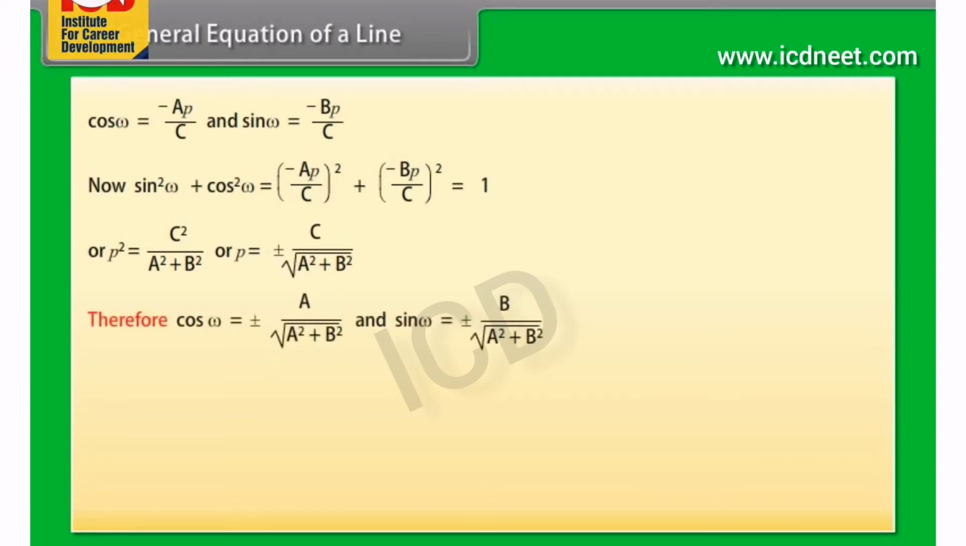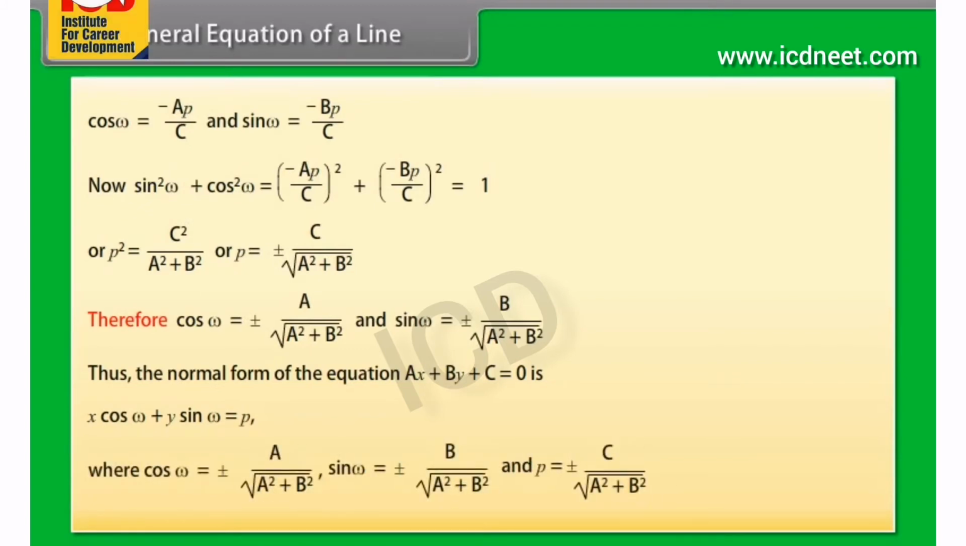Therefore, cos ω = ±a/√(a² + b²), and sin ω = ±b/√(a² + b²). Thus, the normal form of the equation ax + by + c = 0 is x cos ω + y sin ω = p, where cos ω = ±a/√(a² + b²), sin ω = ±b/√(a² + b²), and p = ±c/√(a² + b²).